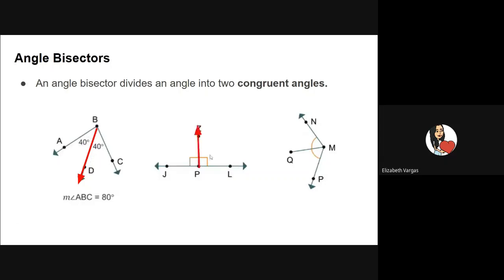I could also bisect this entire angle, JPL, into two congruent halves using this angle bisector, BP. And I could also bisect this angle and MP into two congruent halves by using this angle bisector. So an angle bisector basically cuts an angle into two congruent halves. Any questions about that?